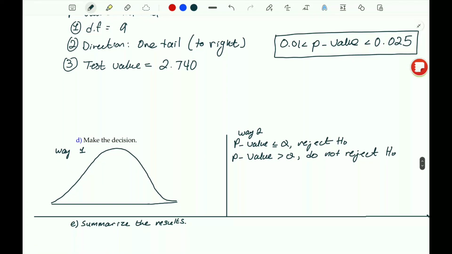Step number 4 is to make the decision. We're going to do it 2 ways. Way 1 will be for the traditional method, and this is using the critical value. Way number 2 will be the p-value method.